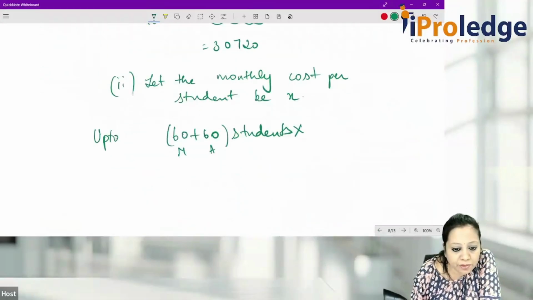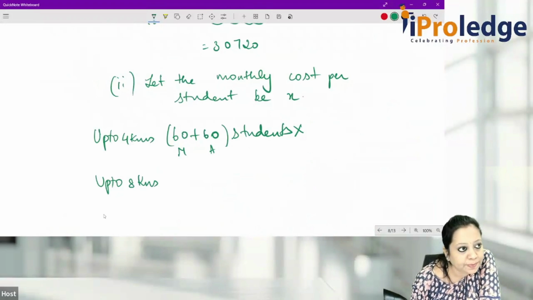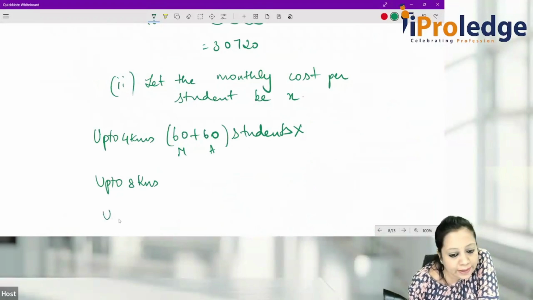This is going to be up to 4 kilometers. Up to 8 kilometers. What is the next bandwidth, students? Up to full. Up to 16 kilometers. Thank you.